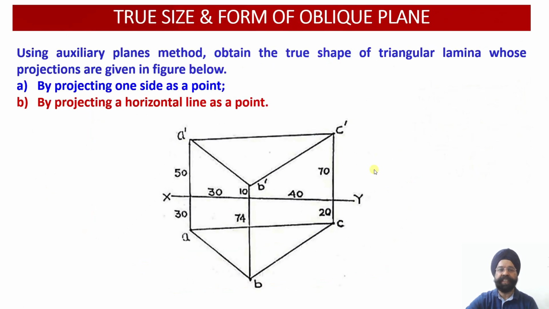Please see, this is our second method through which once again we are going to obtain the true shape of this particular lamina. The rest of the procedure will remain the same, because I have already told you that any number of points could be there on this lamina. So we are going to add one more point on this lamina in order to obtain the true length right here in this particular view only. This method suggests projecting a horizontal line as a point.